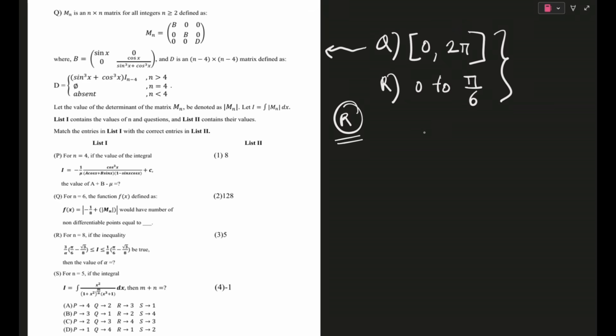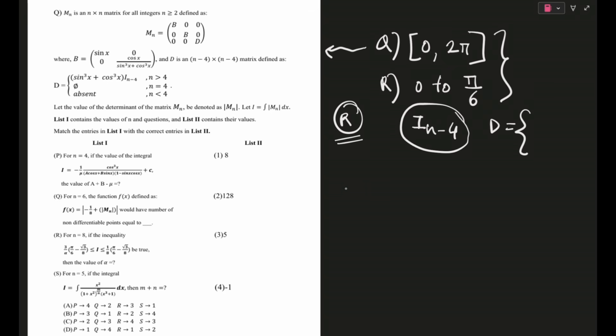I hope you will understand this, because most of the time JEE Advanced doesn't mention I n minus 4, which you are seeing in that capital D piecewise definition. That is actually the identity matrix, the identity matrix of order n minus 4. That is I n minus 4.